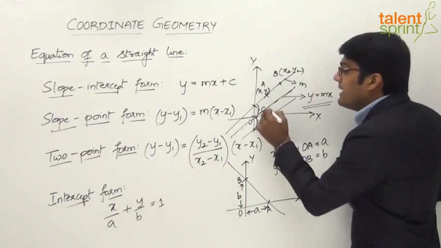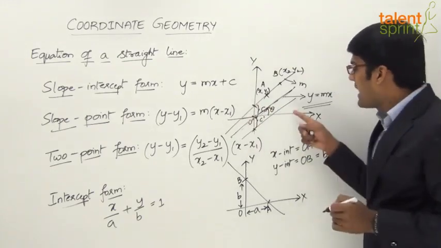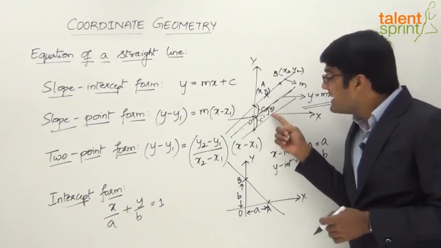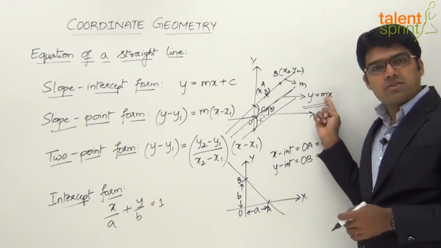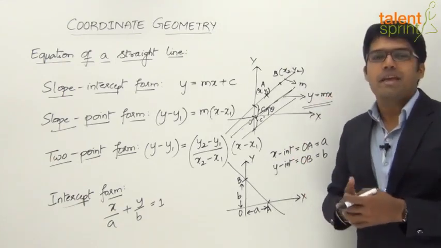And as and when theta changes, y equals mx. The angle here is theta. The angle of inclination of the line with the x-axis is theta. So as and when theta changes, the gradient or the slope, that is m, also changes. The equation will remain y equals mx.